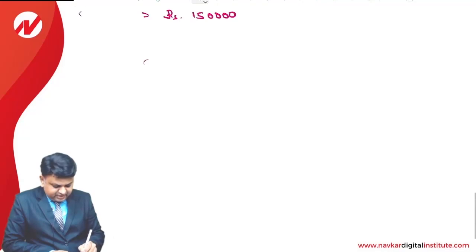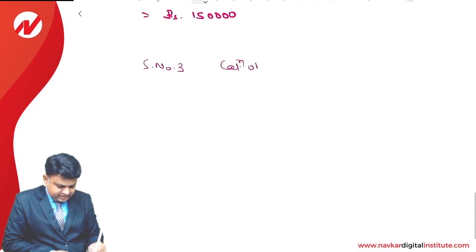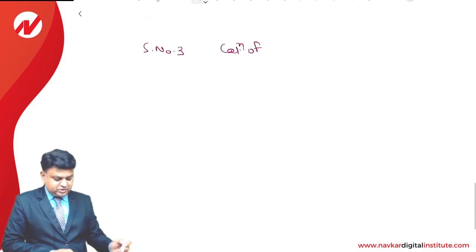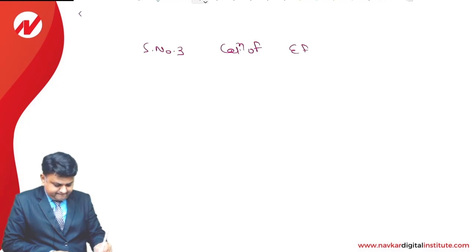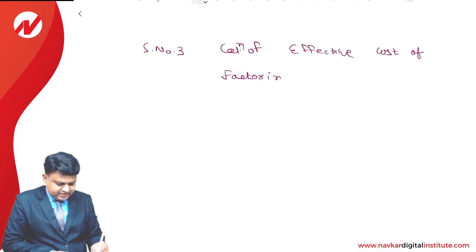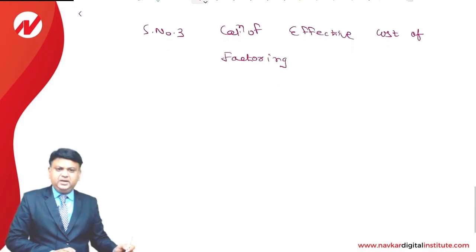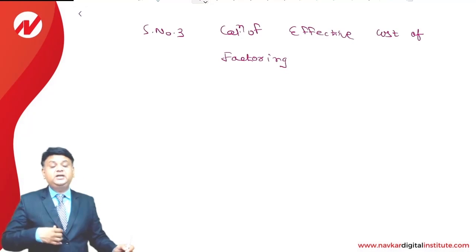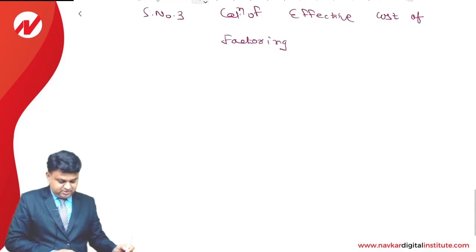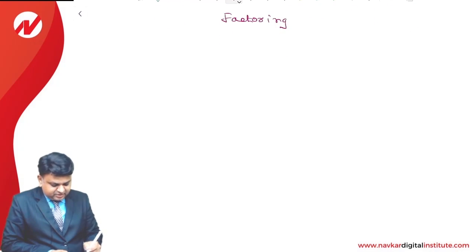Then step number 3 is calculation of effective cost of factoring. As far as effective cost of the factoring is concerned, it will be calculated using a kind of incremental approach. So we will be having the payment of factoring commission.